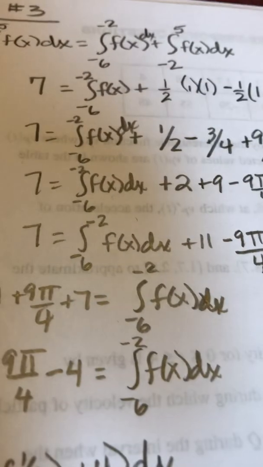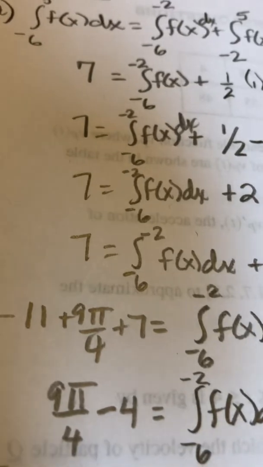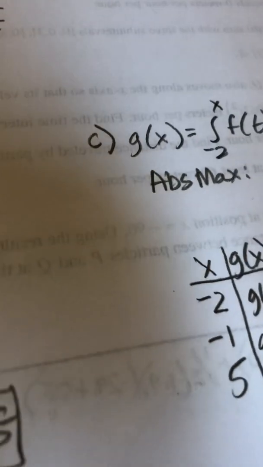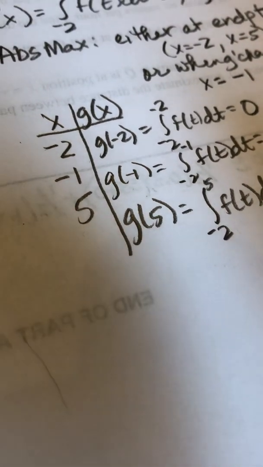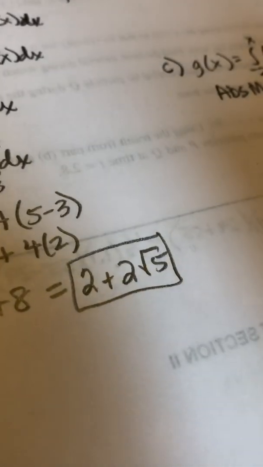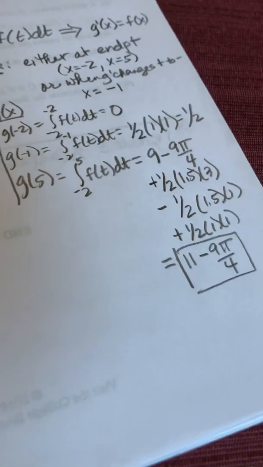So when we do all that arithmetic, it's similar to what's up there, but remember the 7's not involved anymore, so it's just going to be 11 minus 9 pi over 4. And now the question asked for the absolute maximum. So out of these 3 values, which one is the absolute maximum? There we go, 11 minus 9 pi over 4.